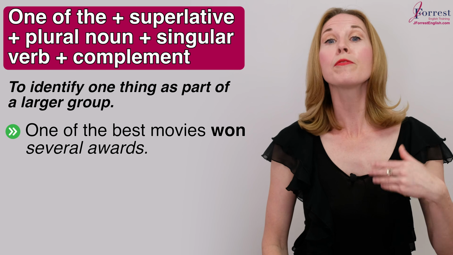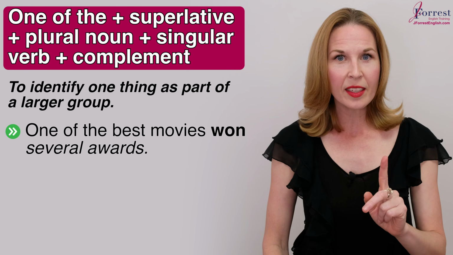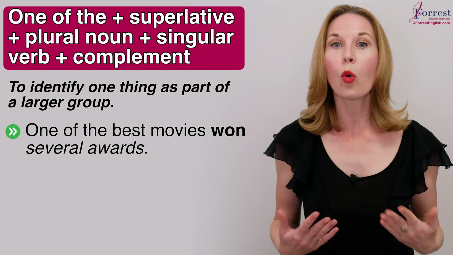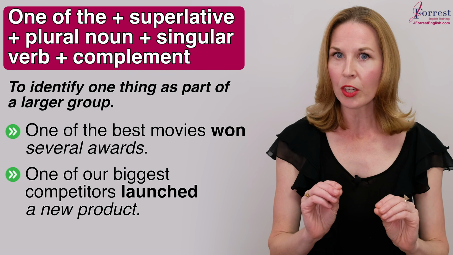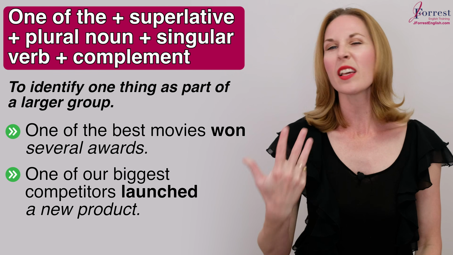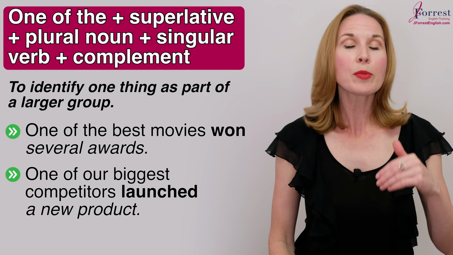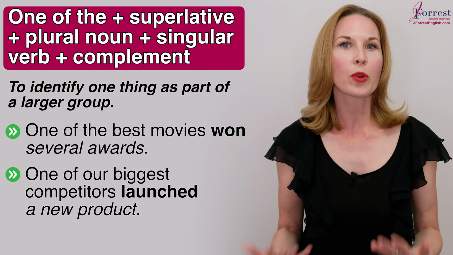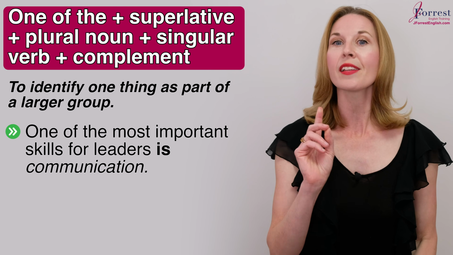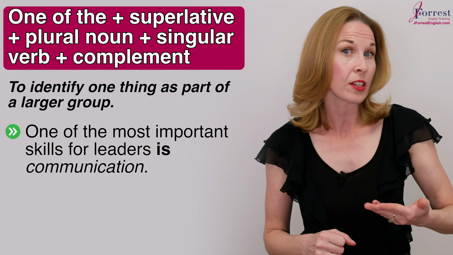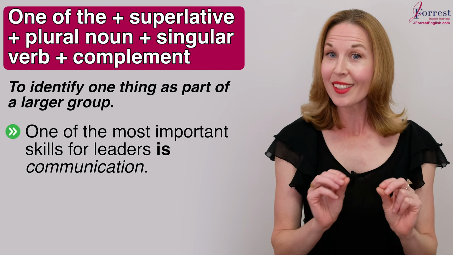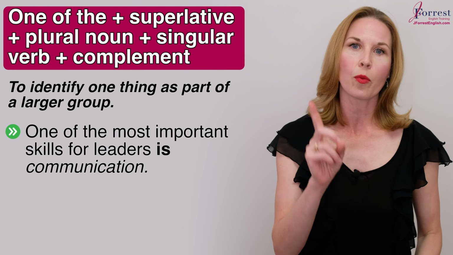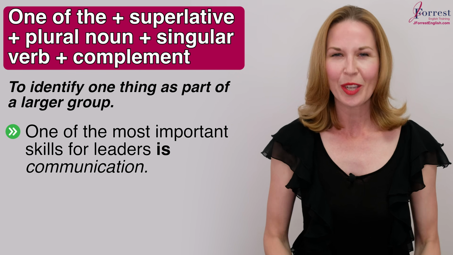For example, one of the best movies won several awards. That's one of the best things I'm going to be able to teach you. Or one of our biggest competitors launched, and then a something, a new product. And you can absolutely still use the singular verb to be with this pattern, and it's very common. For example, one of the most important skills, plural, for leaders, add more information, is the singular verb to be. Now, because we said one of, we'll list one skill. Communication. Would you agree with that?